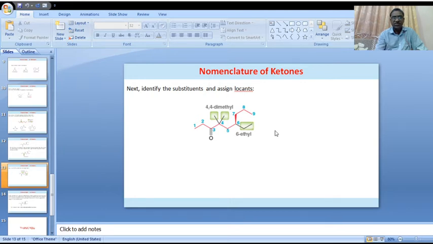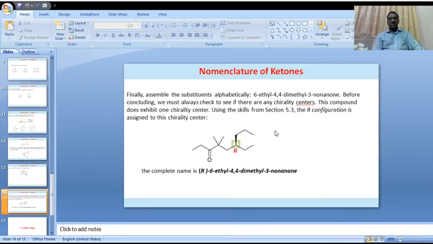Next, in the next step, please concentrate. Here, this is the final nomenclature of this particular compound. Please observe. Finally, arrange the substituents alphabetically. These substituents are the methyls and the ethyl. Alphabetically, ethyl comes first. 6-ethyl, 4,4-dimethyl, 3-nonanone. This is the clear name of this particular compound.